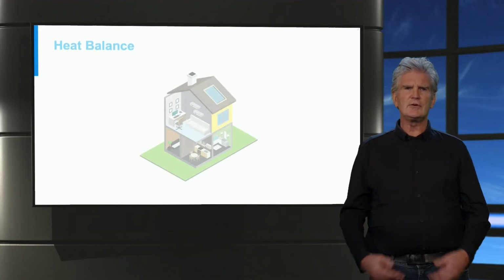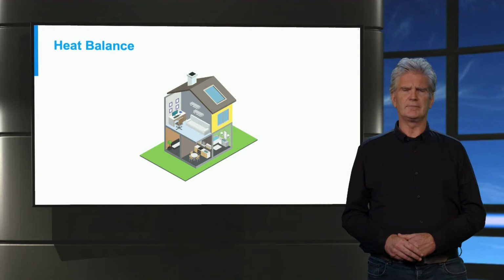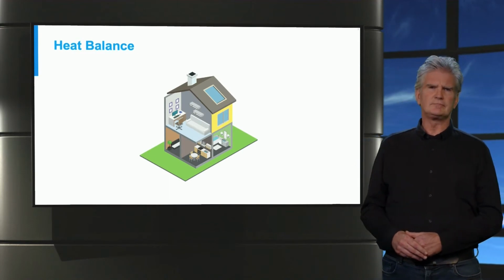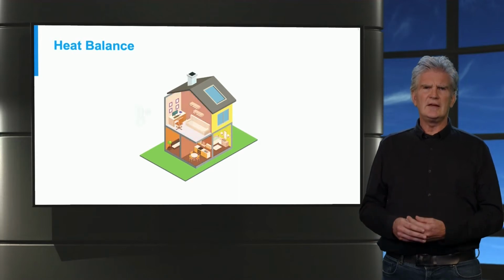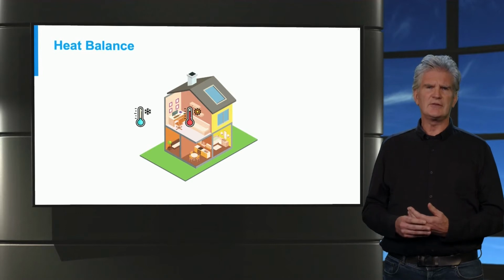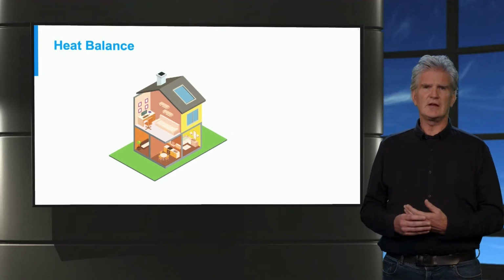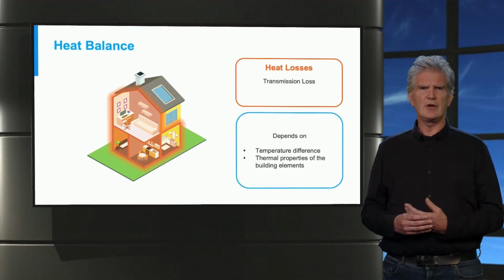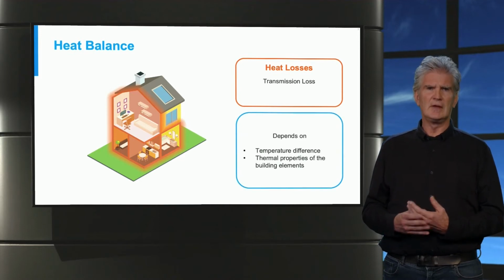First of all, we're going to look at the steady-state heat balance of a building. In this case, we take a simple house as an example. It's cold outside and the building is heated to a comfortable temperature. So there is a clear temperature difference, which causes heat losses. These heat losses consist of transmission losses through the opaque parts and the windows. This is dependent on the temperature difference between indoor and outdoor and the thermal properties of the building elements.